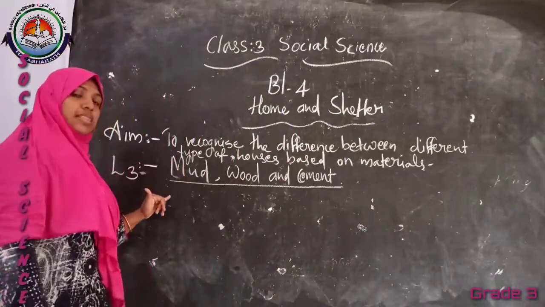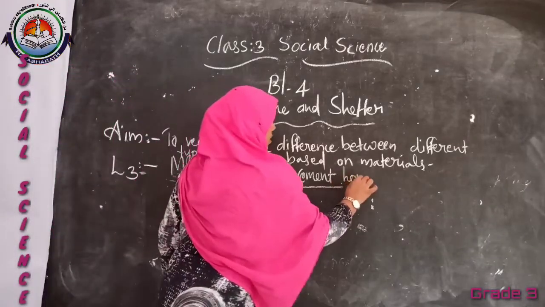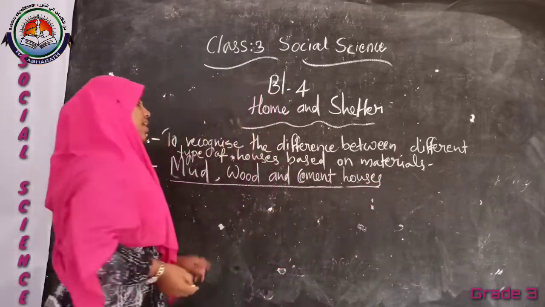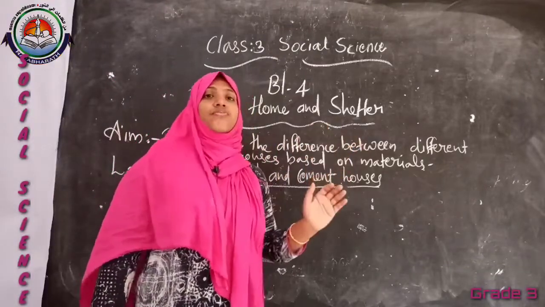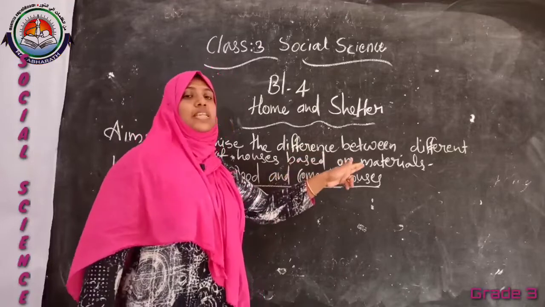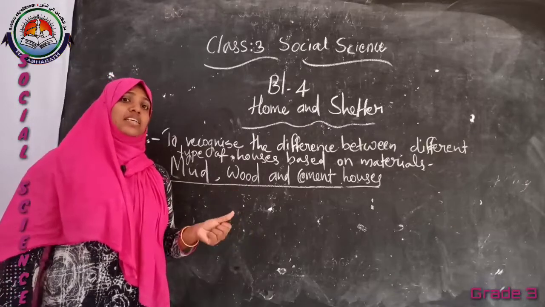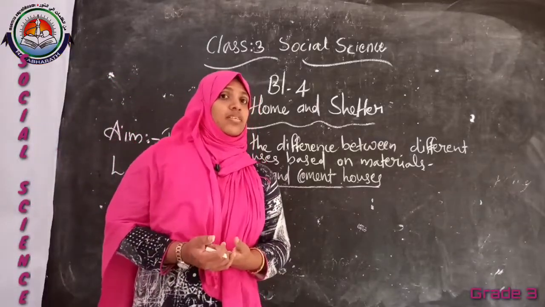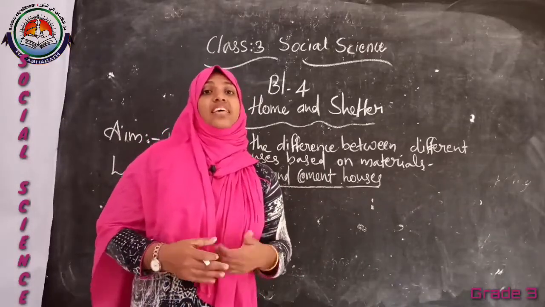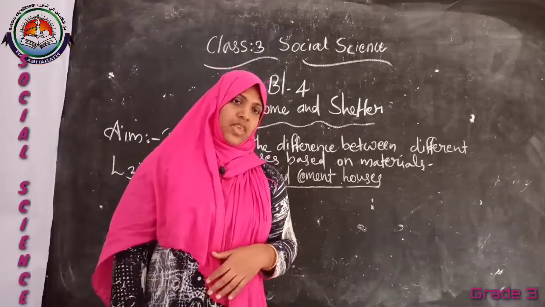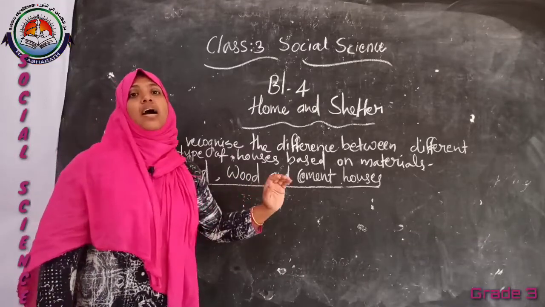Listen, our third lesson is mud, wood and cement houses. Our aim is to recognize the differences between different type of houses based on materials used to make them. In the last class, we have discussed that houses can be different based on its size, shape and what it is made of. Here we are going to discuss what materials are used to make the houses.